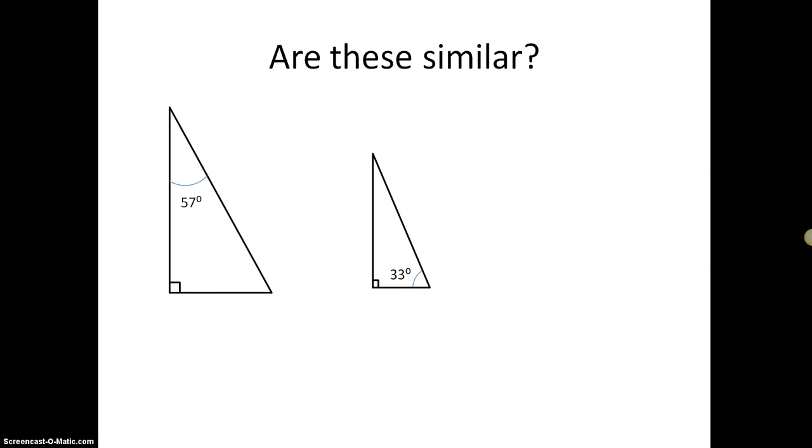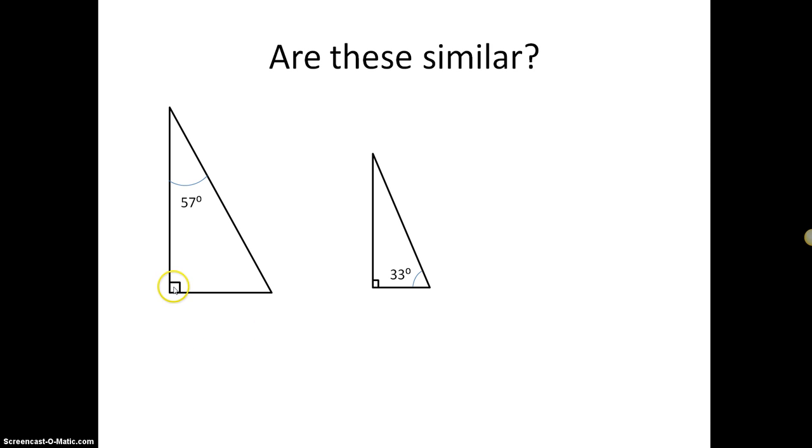What happens if you're not given the same angles here? So I have one angle here that's 90, one angle here that's 57. On this triangle I have an angle that's 90, an angle that's 33 degrees. They don't quite look the same, so I'm not sure if these are similar yet. So the way to tell is just by figuring out what that third angle is here. If I figure out what that third angle is and it's 33 degrees, then these two triangles are similar.